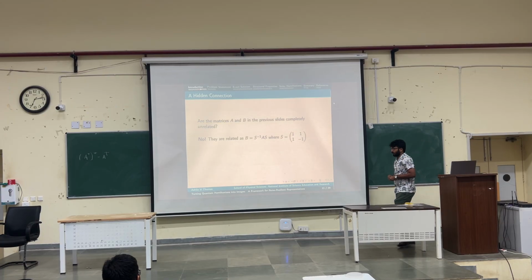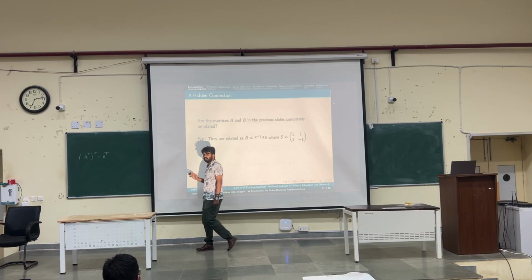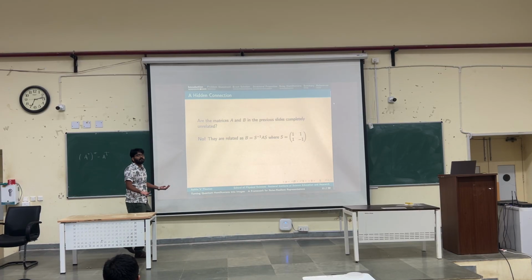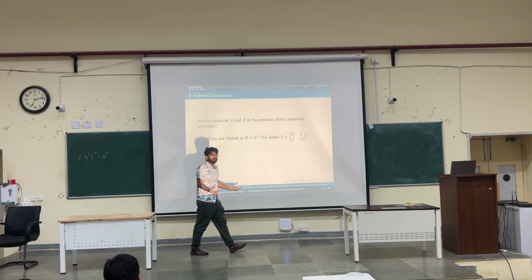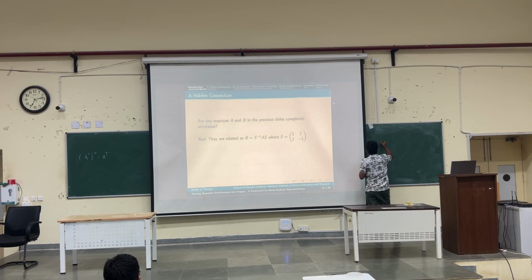So at first sight, someone who's seeing it for the first time may find this to be really weird. Like, how does it even matter that these two matrices are related in this weird way? How will it solve our issue? So let's try to compute B squared using this relationship.